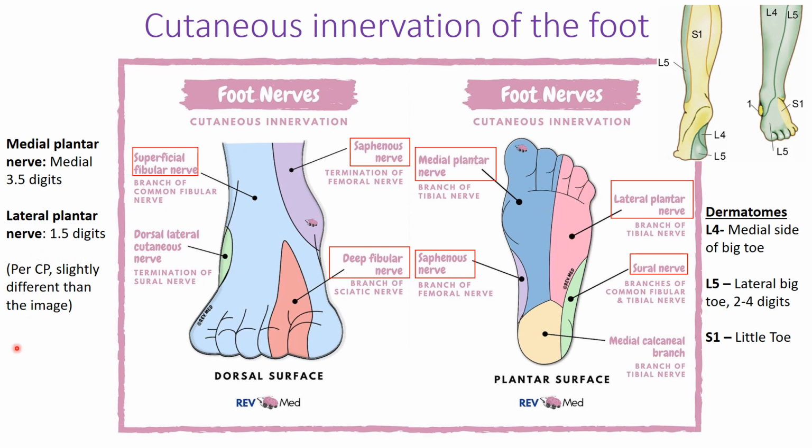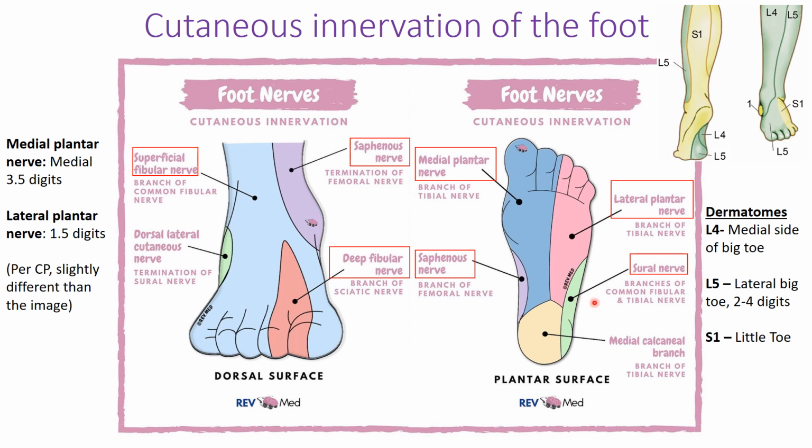Per the course pack. Okay, so that's the only difference here in this image versus what your course pack is giving you. Now, on the medial aspect, over here on the plantar surface, again, we have a little bit of the saphenous nerve, a branch of the femoral nerve, and then over here laterally, we have the sural nerve as it's coming down to innervate the side of the foot.